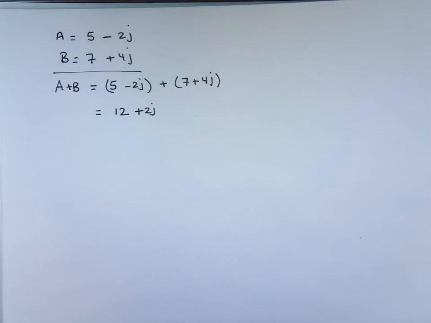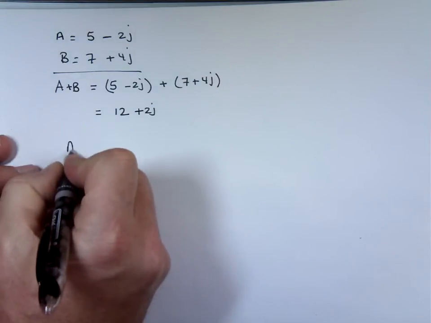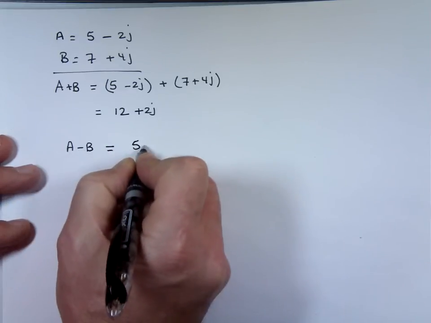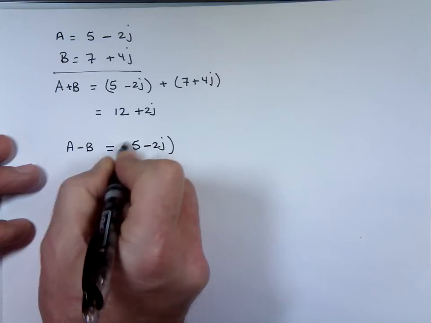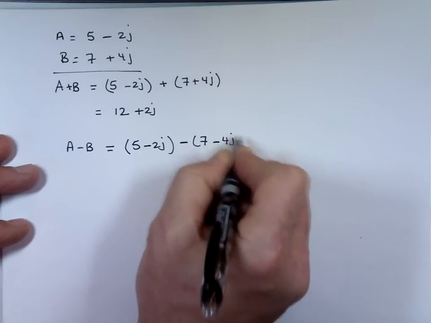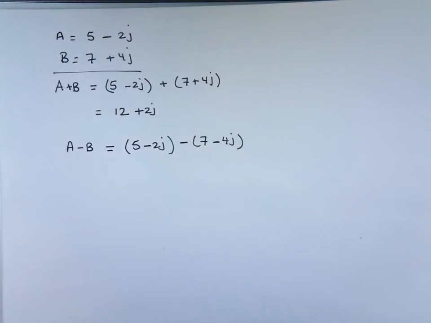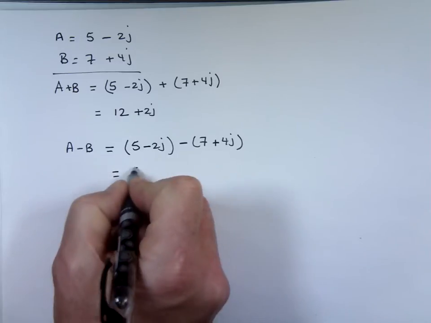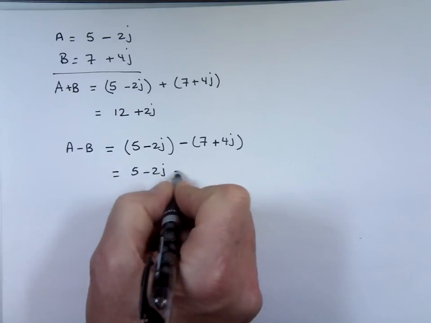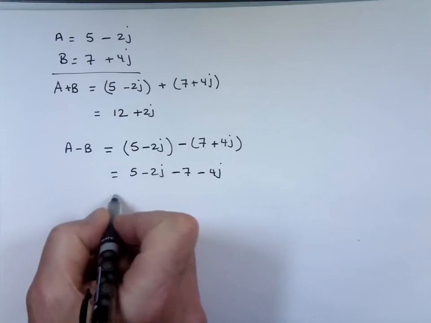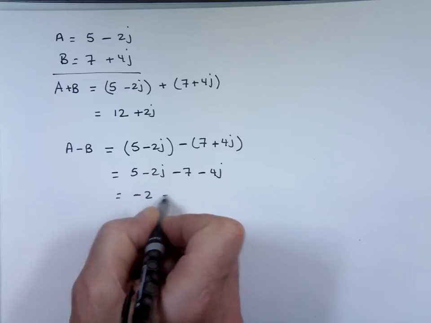The TI-84 does them a little bit differently. If I want to do a minus b, that would be what? 5 minus 2j, and I want to subtract from it 7 plus 4j. So this will be what? 5 minus 2j. This becomes negative 7 minus 4j. What's 5 minus 7? Negative 2, and that's what? Negative 6j.